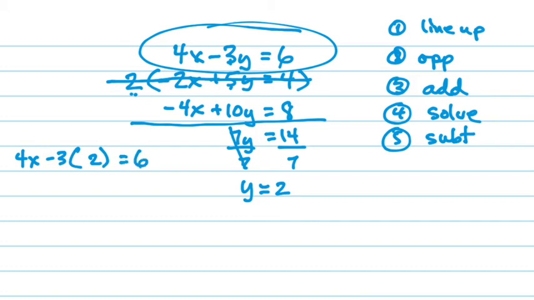Make sure you remember you can't replace a letter with a number without using brackets. Okay? So, get rid of the brackets. 4x, negative 3 times 2 is negative 6, equals 6.